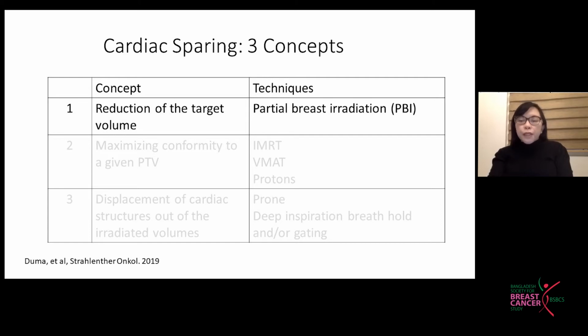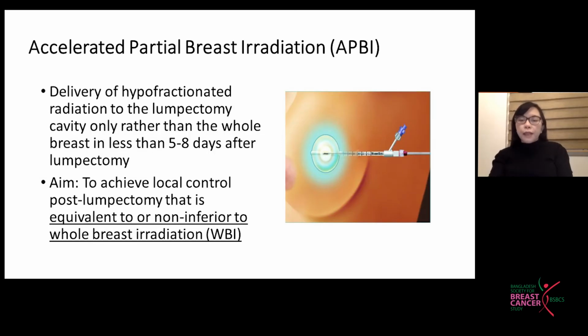Focusing on the first concept, reduction of the target volume using partial breast irradiation. Of course, the idea behind this is the more confined or smaller the region of target is, the lesser are the toxicities to the nearby organs at risk. Recently, partial breast irradiation, particularly accelerated partial breast irradiation or APBI, has been gaining a lot of attention. It is the delivery of hypofractionated radiation therapy to the lumpectomy cavity only, rather than the whole breast, ideally in less than 5 to 8 days after lumpectomy. And the aim is to achieve local control post-lumpectomy that is equivalent to or non-inferior to whole breast radiation therapy.